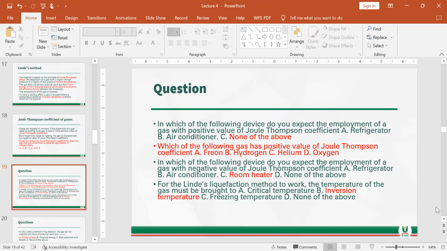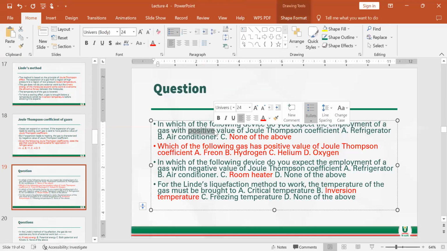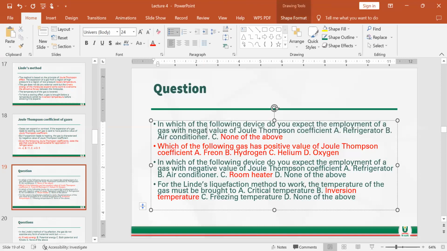Question: in which of the following devices do you expect the employment of a gas with positive value of Joule-Thomson coefficient? I've mentioned refrigeration, air conditioning, and other similar purposes. Which of the following gases has a positive value of Joule-Thomson coefficient? Freon. Freon, of course, is the answer because it's normally used in refrigeration.